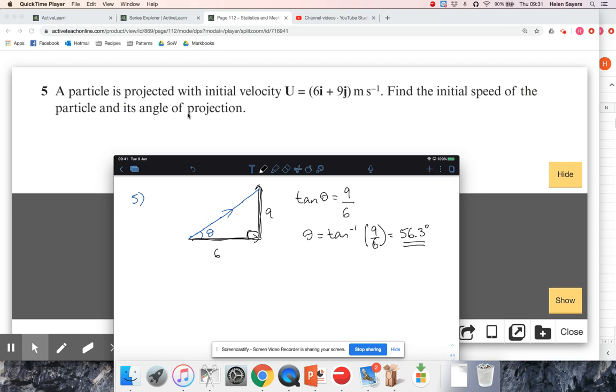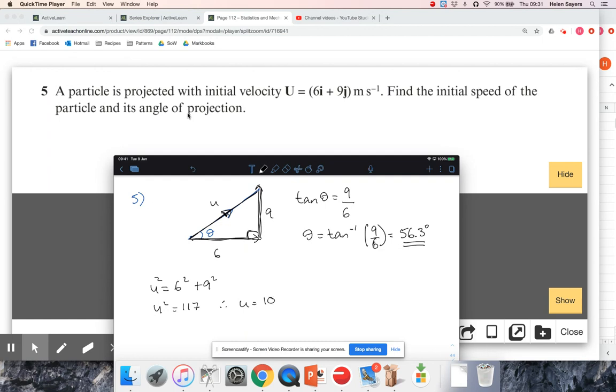Then I also need the initial speed. So by that they mean the speed it's traveling in that direction. So that's even simpler. That's just Pythagoras. So let's call that u. So u squared would be 6 squared plus 9 squared. So u squared, let's be lazy and stick that in a calculator. So u squared is 117. So that initial speed is root of that.